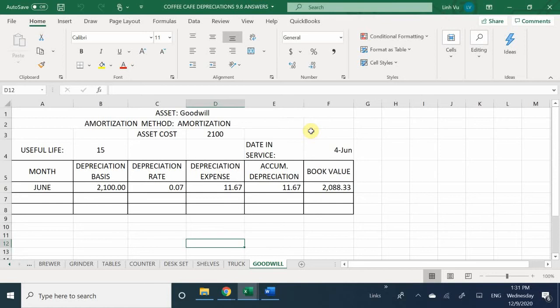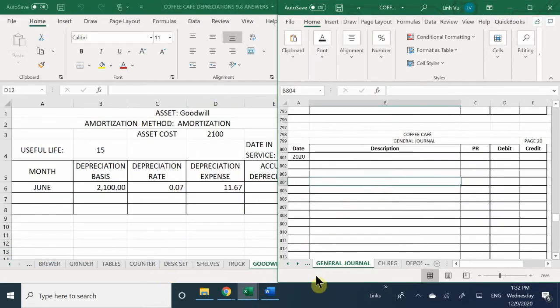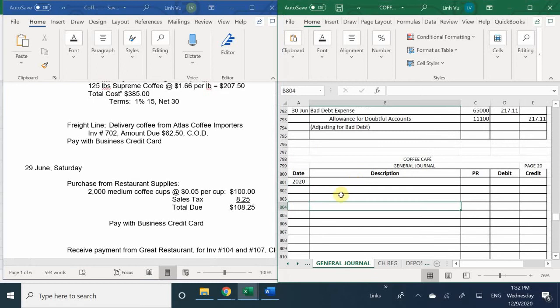So, we actually finished doing all of our depreciations, and we also completed our amortization. So, now the next thing we have to do is journalize it. So, back to the journal. We're starting on a brand new journal, journal number 20.